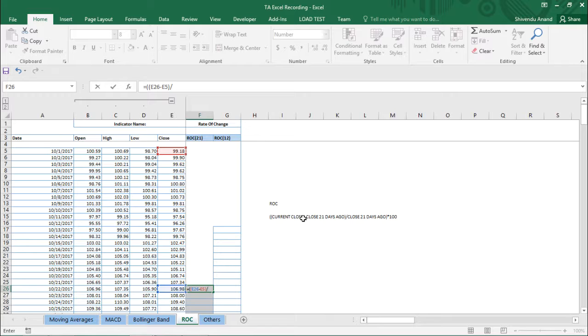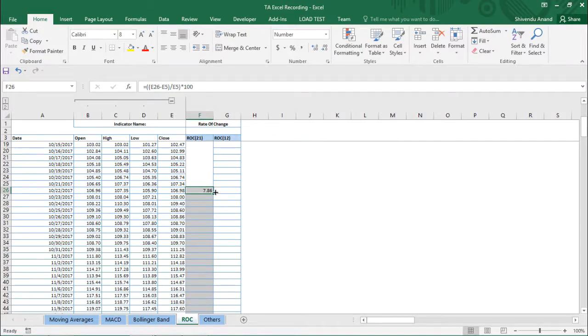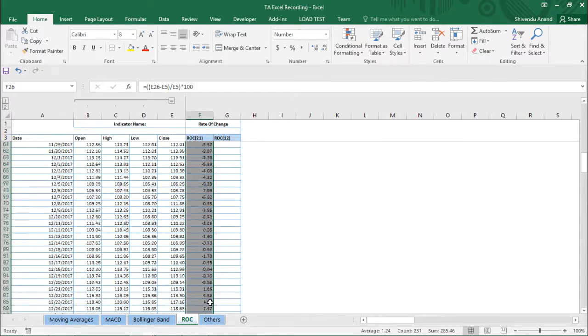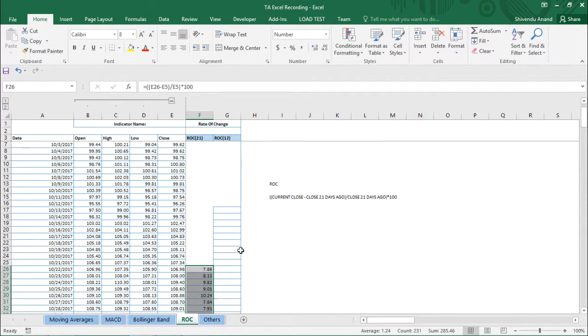Bracket close, divided by again close 21 days ago, which is your E5. Bracket close, and everything you multiply by 100. So here we go. We have got 7.86 as ROC. We use the drag and drop function and we have got the ROC for 21, ROC 21.